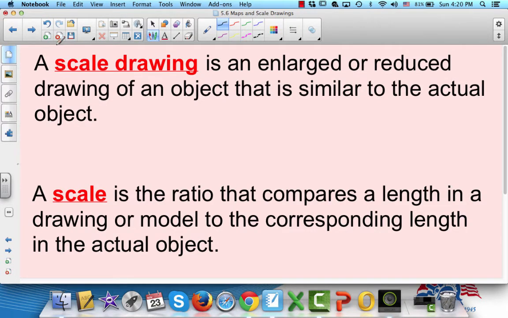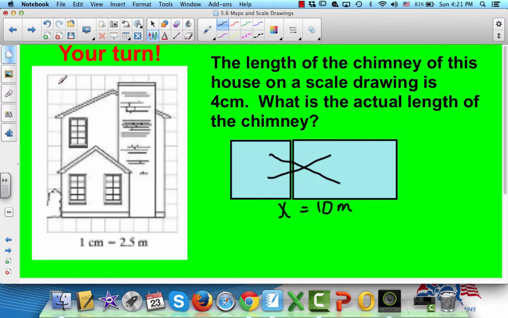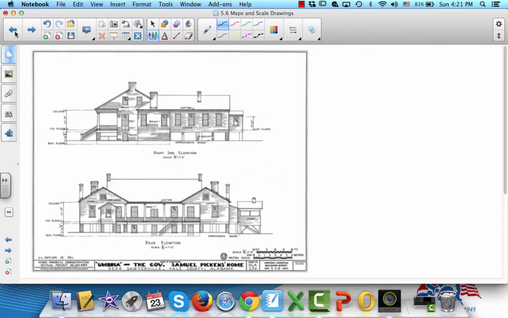Okay, some definitions here. A scale drawing is an enlarged or reduced drawing. Well, when you think about a map, you think about it being reduced because you're talking about a continent or a country. But they can actually be enlarged because you could be talking about a microchip, which is very small, and somebody wants to see what it would look like larger, so it could be an enlarged drawing. But anyway, a scale drawing is an enlarged or reduced drawing of an object that is similar to the actual object.